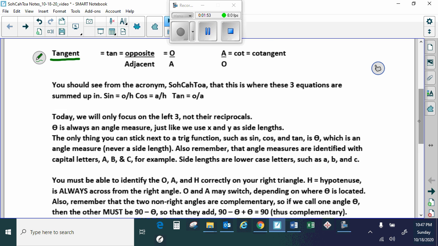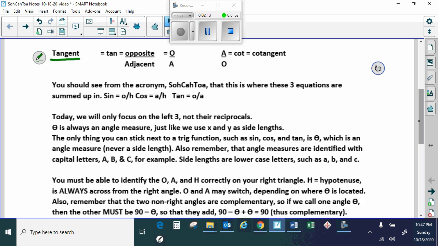You should see from the acronym, SohCahToa, that this is where the three equations are summed up. Sine equals opposite over hypotenuse, cosine equals adjacent over hypotenuse, and tangent equals opposite over adjacent. Today we will only focus on the left three, not their reciprocals. So there are three more. Each one has a reciprocal.